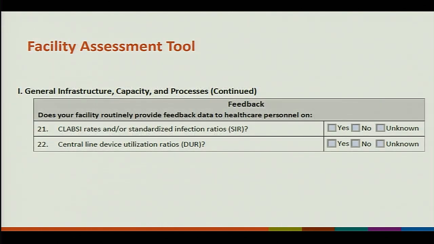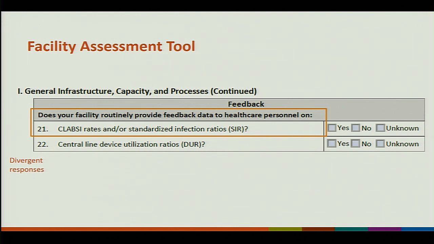So I'm going to go through a couple of examples just to introduce you to the form and format of our assessment tools, but also to show how we can use these tools to identify gaps. This is one example from our CLABSI facility assessment tool, where we are asking if the facility routinely provides feedback relating to CLABSI SIR and CLABSI rates. And this is a really great example of how divergent responses can help us identify gaps.